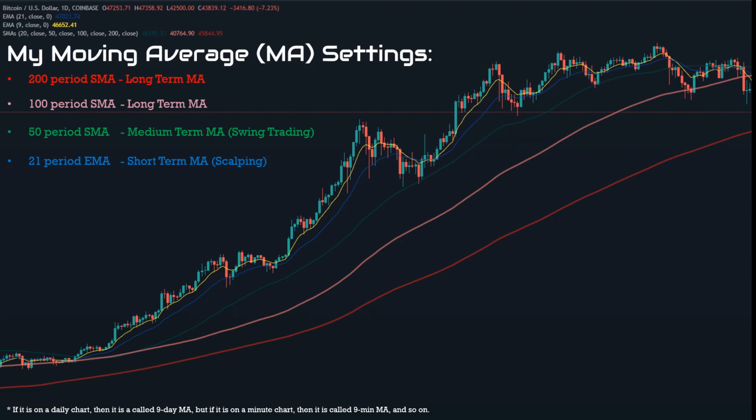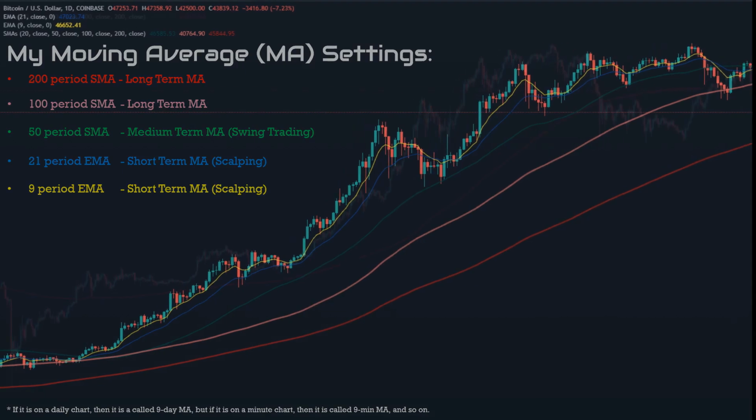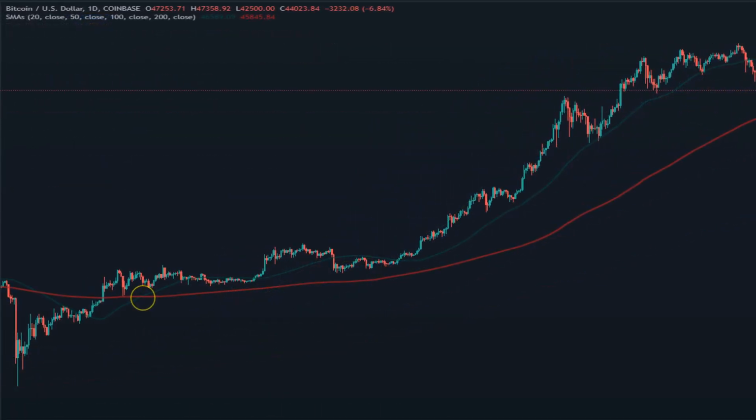The 21 period EMA is my choice when it comes to short-term trading or scalping, together with the 9 EMA as this is the most responsive to price fluctuation. The golden cross is the bullish crossover of the 50-day moving average to the 200-day moving average. A golden cross indicates a long-term bull market going forward. Please note that all indicators are lagging and no indicator can truly predict the future.